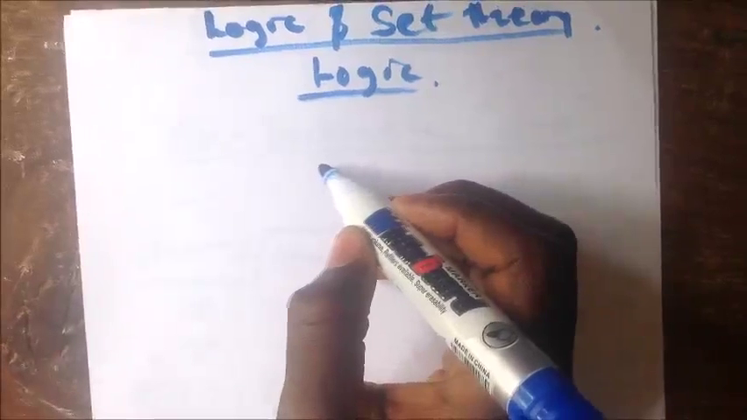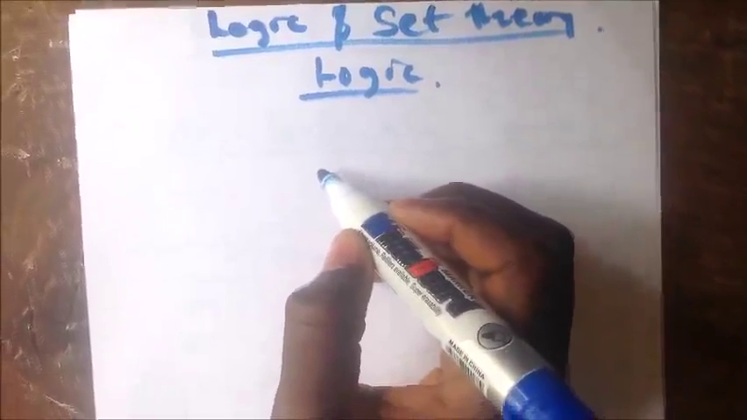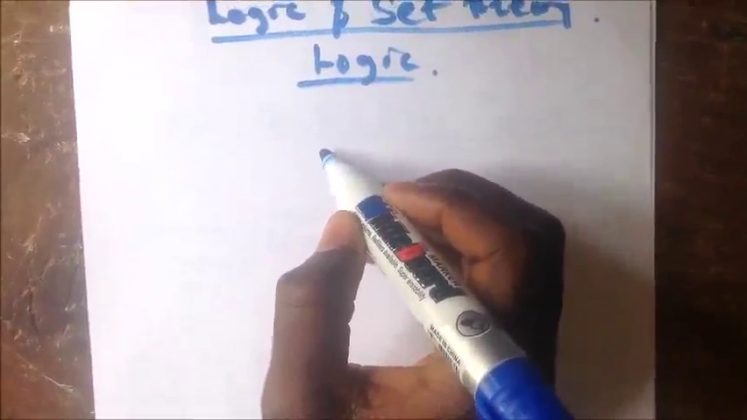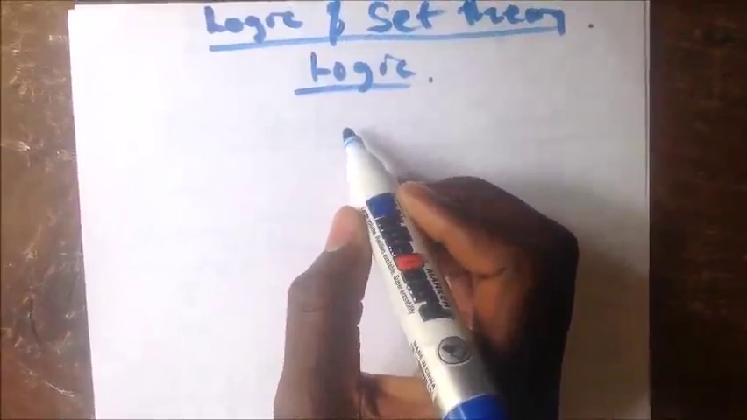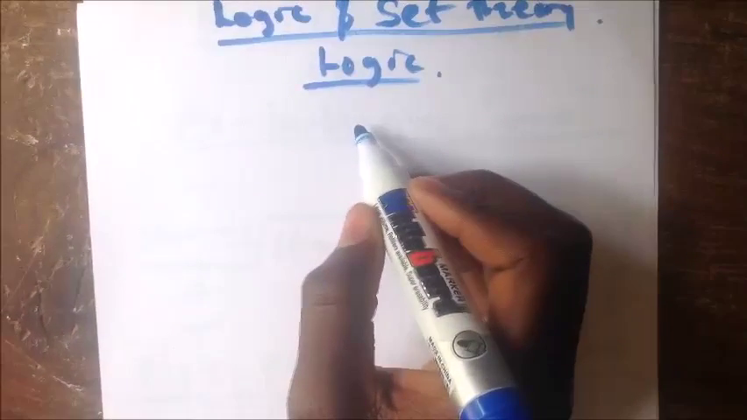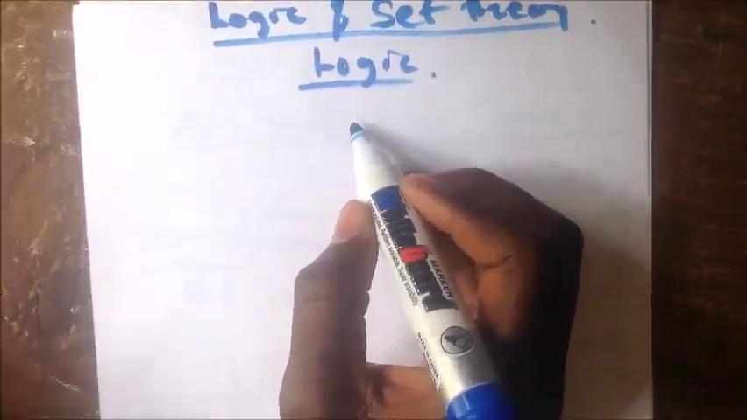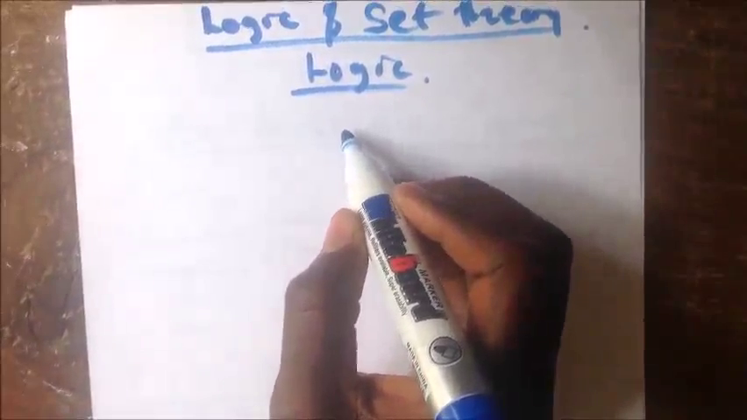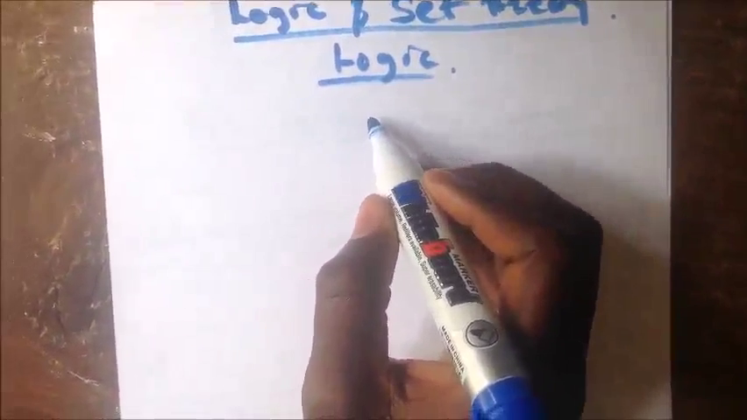Welcome to Click Academic. This is lesson number 6 in the series on set theory and logic, and we will be discussing well-formed formulas. We are still under logic. We finished with connectives. Now we are going to talk about what we call well-formed formulas.